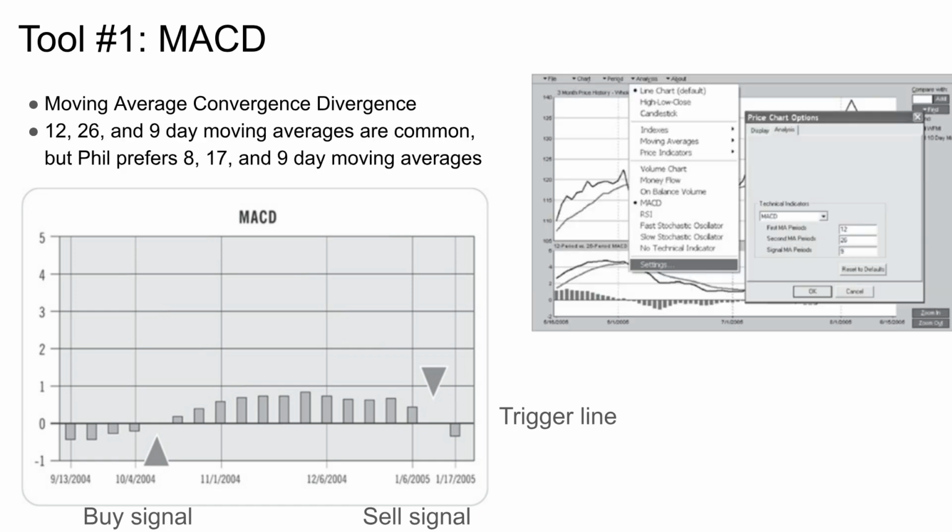Phil prefers a slightly more sensitive setting than most defaults. He likes 8, 17, and 9 instead of the common 12, 26, and 9, because it captures more of the early moves he wants to ride. The MACD is the momentum gauge. Mountains above the trigger line mean money is flowing in. Valleys below mean money is flowing out.